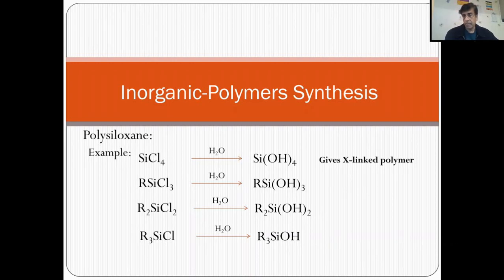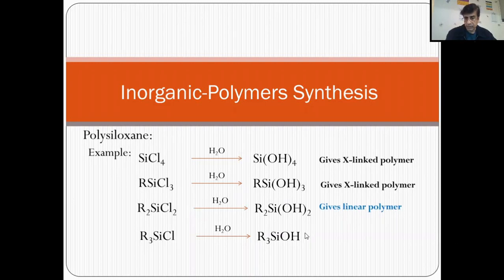Here, this one gives you a cross-link polymer. Why? Because the monomer functionality is 4 groups: 1, 2, 3, 4. So in all directions the chain will grow and a cross-link polymer will form. Here again you will get a cross-link polymer, because the monomer functionality is 3. One chain goes this way, another chain goes this way, and the third can combine from the top. So the cross-link forms. Only this monomer will give you a linear polymer.